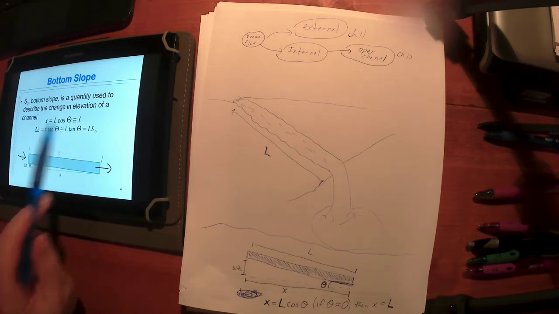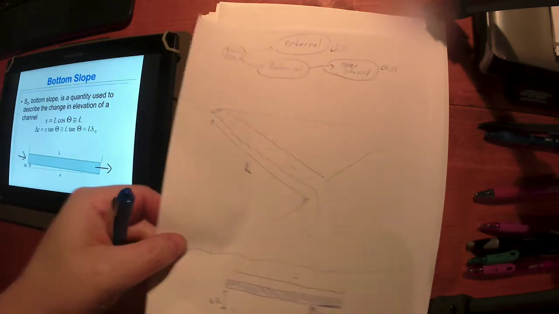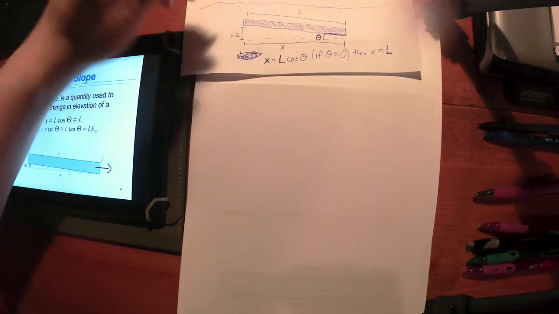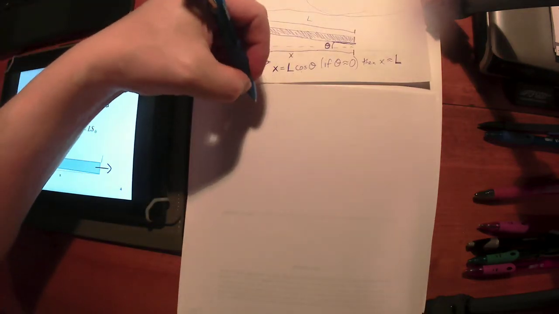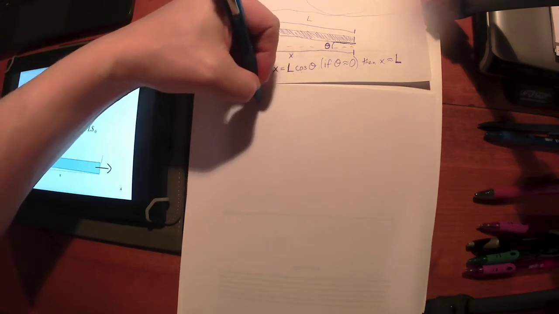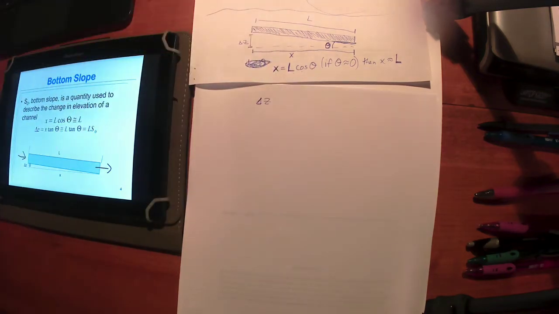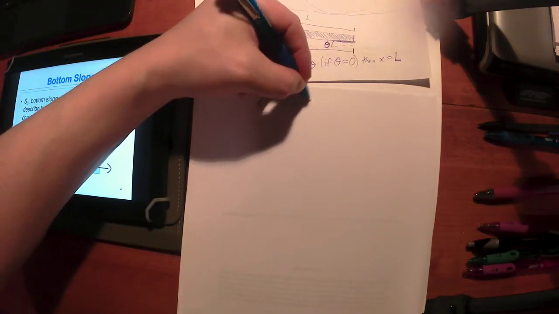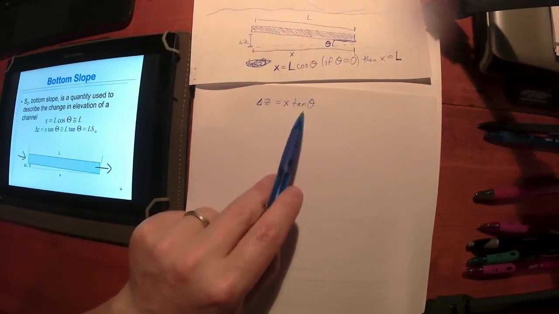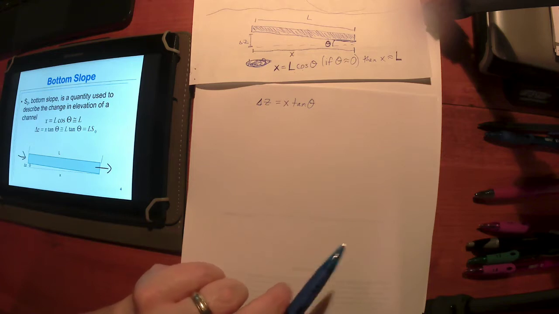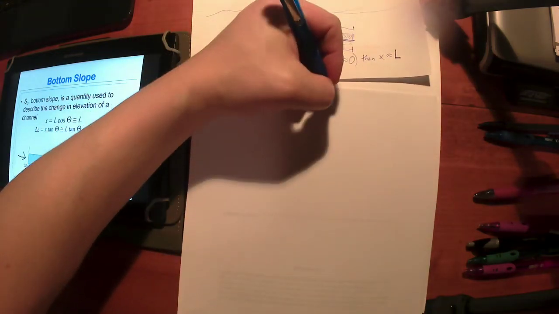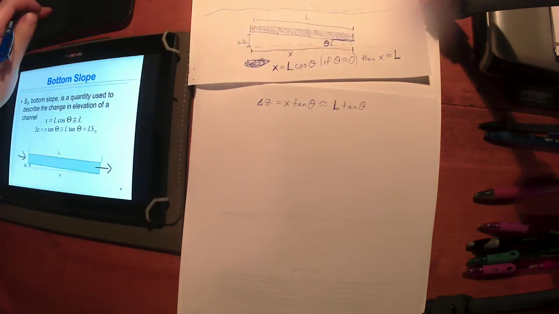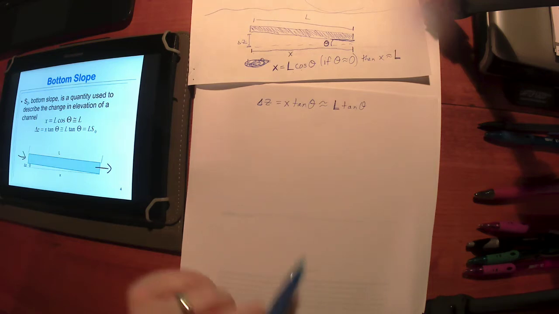So if X is approximately L, we understand that, and in addition to that, what I'm really after here is the change in elevation. So delta Z, the change in elevation, is going to equal X tan theta, because tan theta is opposite over adjacent. And again, we're saying that X is approximately L, so L times the tangent of theta. Okay, and that represents delta Z.